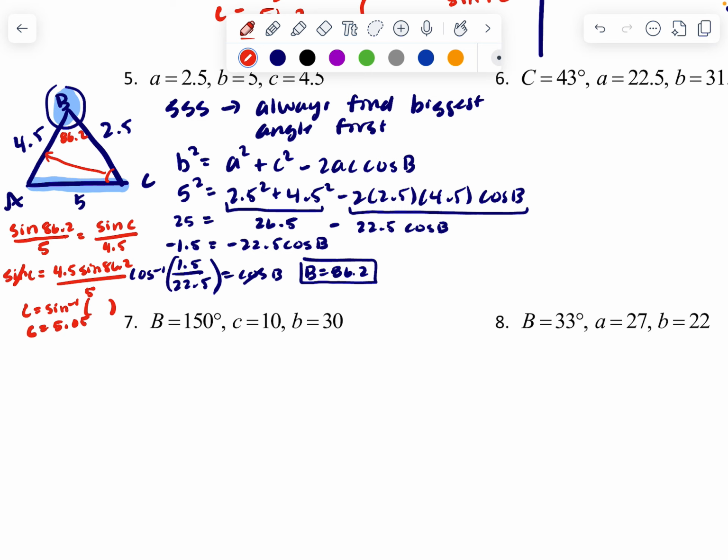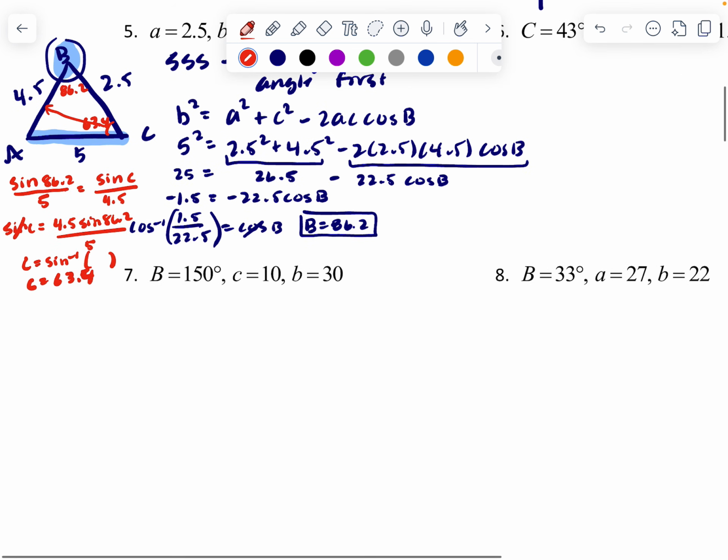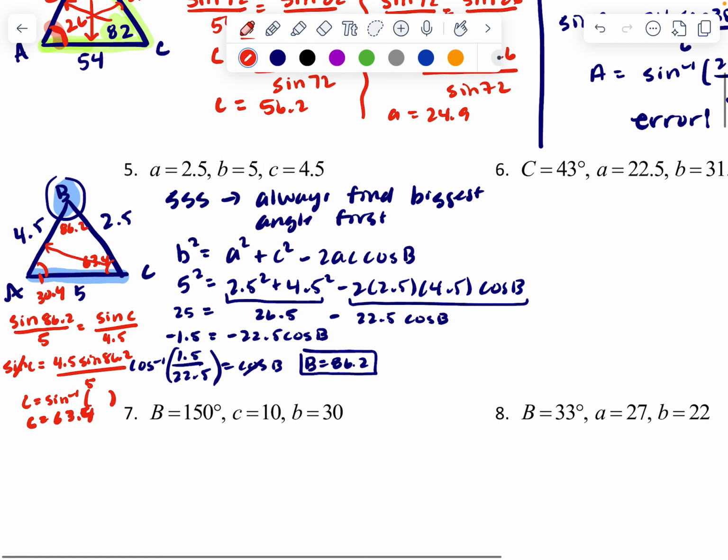So C is 63.4 degrees or something like that. Now the last step is to find angle A, and you just subtract from 180. So you get 180 minus 63.4 and then minus 86.2. And I got about 30.4. Okay, so there's all your angles. That was a pain.